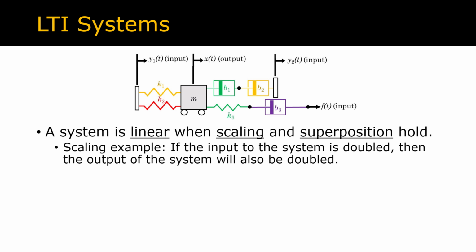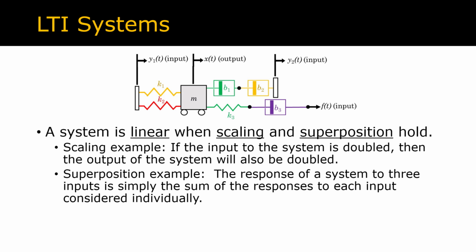What is superposition? Well, the response of a system to multiple inputs is simply the sum of the responses to each input considered individually. So when we say superposition holds, we say that if a system has, say, n number of inputs, then the response of the system is simply the sum of the responses to each of those n inputs considered individually.